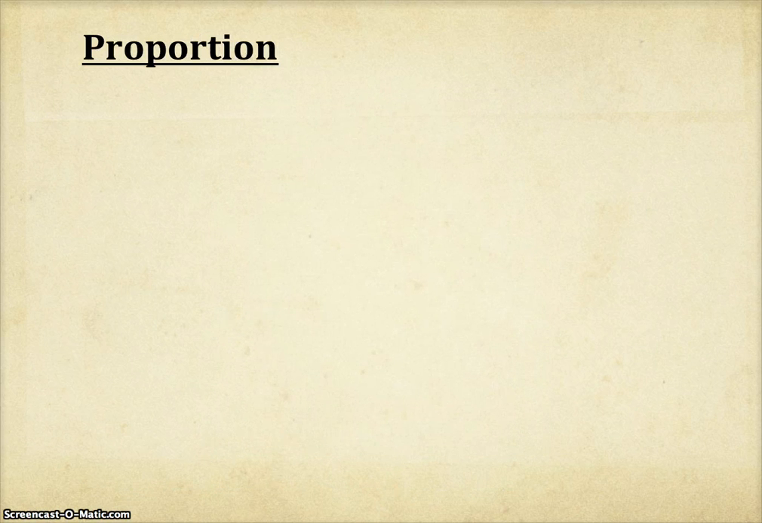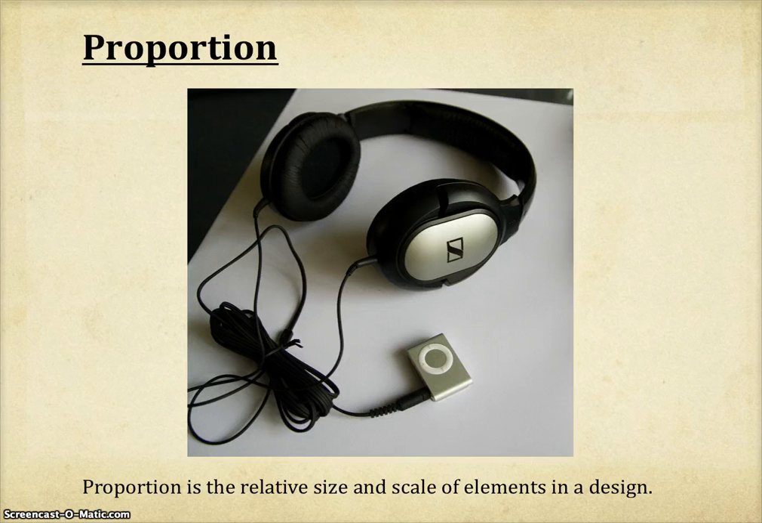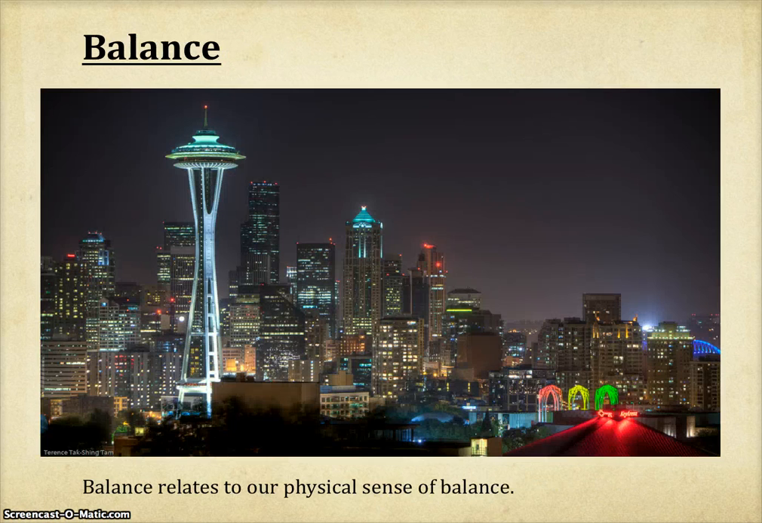Proportion is a principle of design. Proportion is the relationship between size and scale of the elements in a design. This relationship can be between objects, parts, or the whole. The next principle is balance.